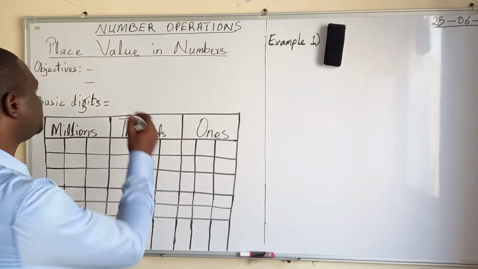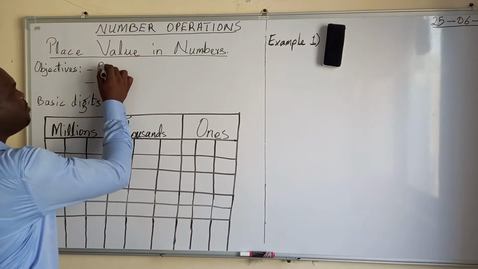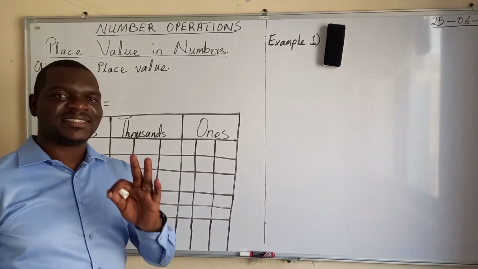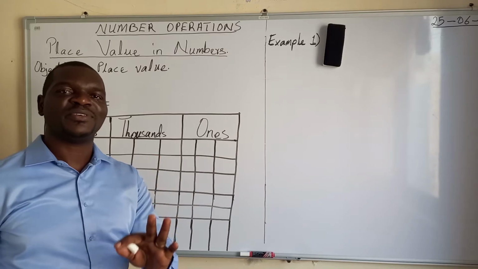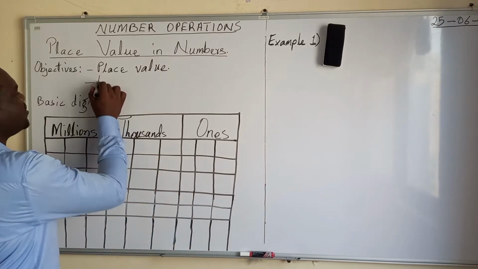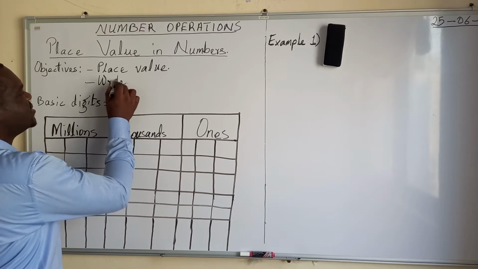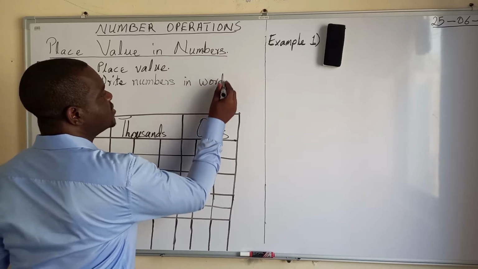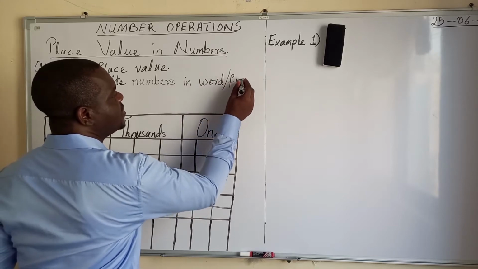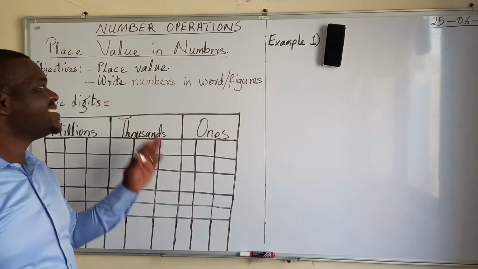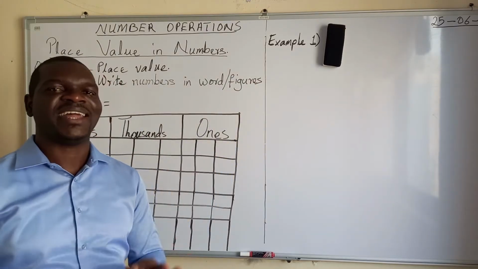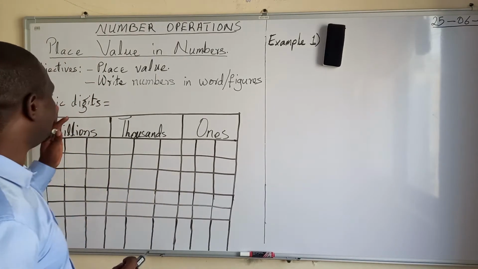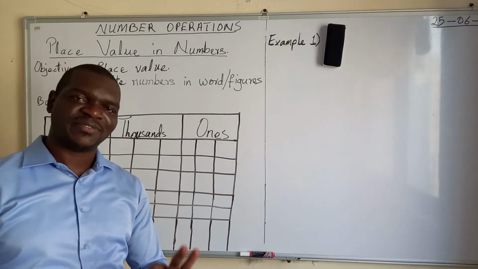First, we should be able to identify the place value of a digit in any number. The second thing that we have to achieve at the end of this lesson is to write numbers in words and in figures. These are the key objectives that we aim at achieving at the end of our lesson. Without wasting much time, let's go into what we have to do today.